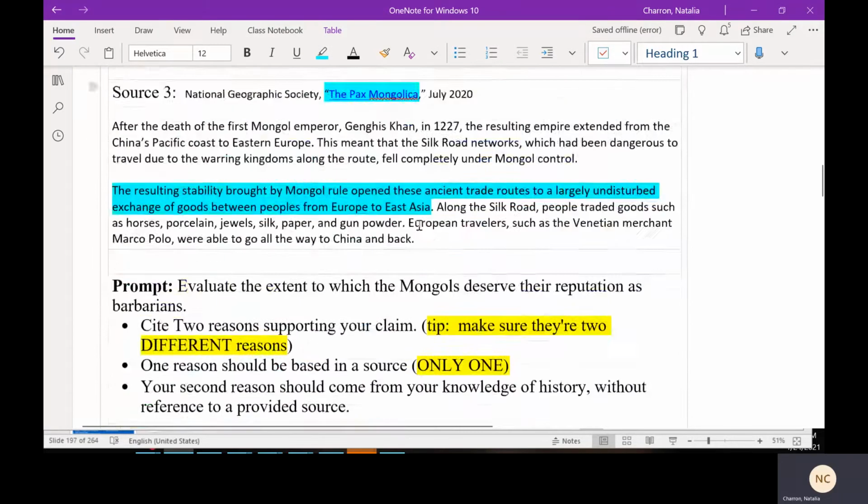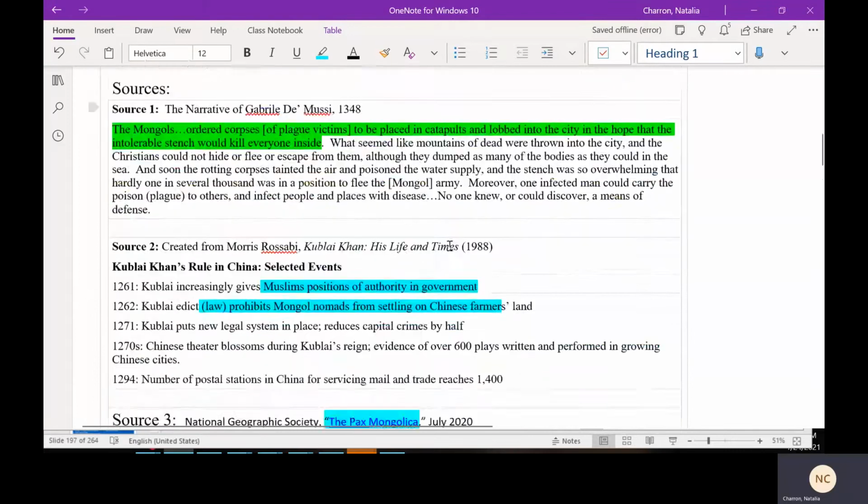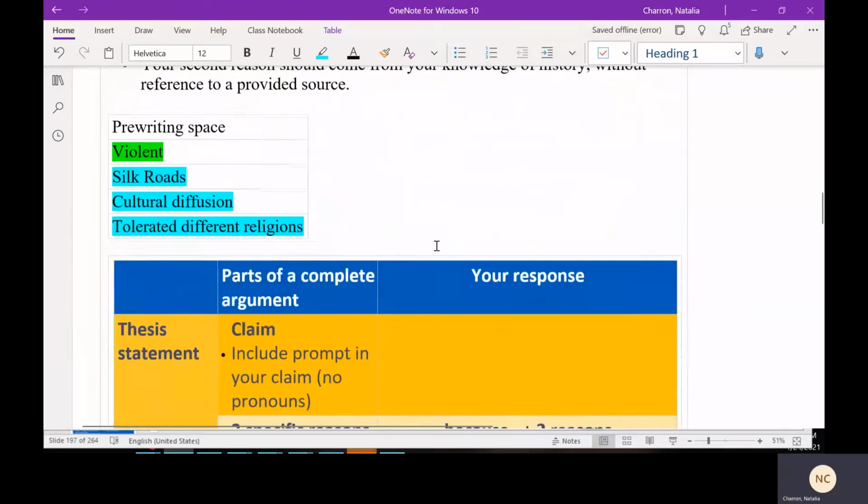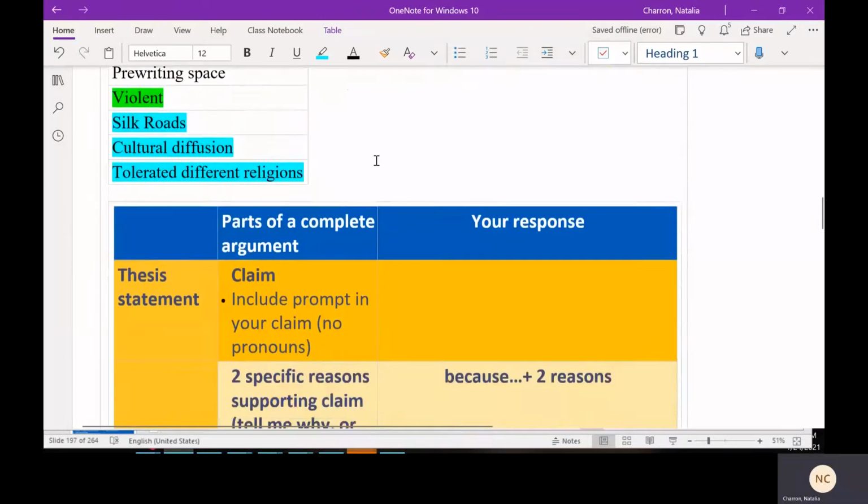So I've read all three sources. I didn't have to. Now I need to think about what I'm going to write. I'm going to go for the response that I can write the simplest and clearest and in the most detail. Go for the low-hanging fruit. So I'm going to say, it is only somewhat fair to remember the Mongols as barbarians.